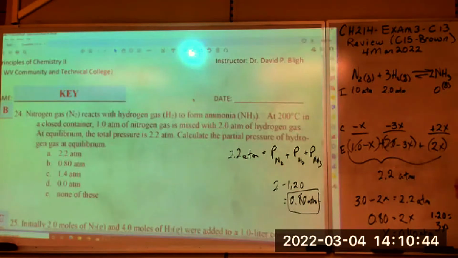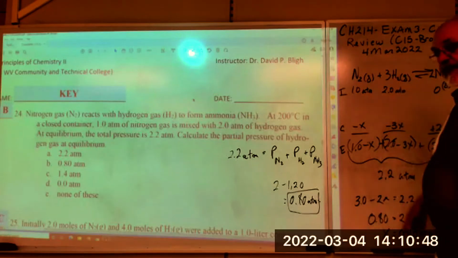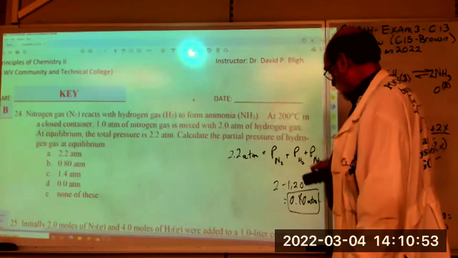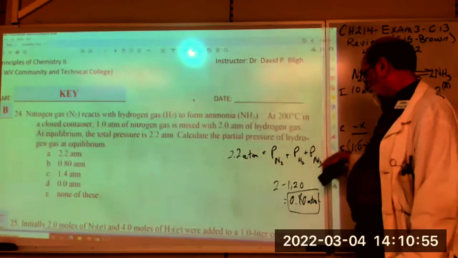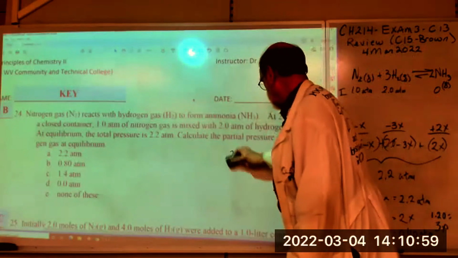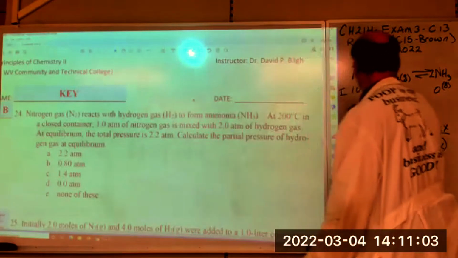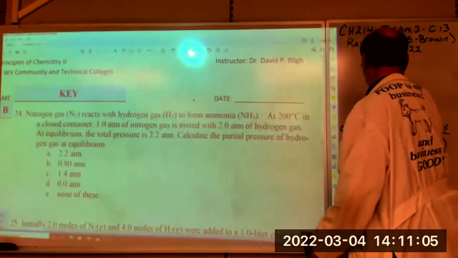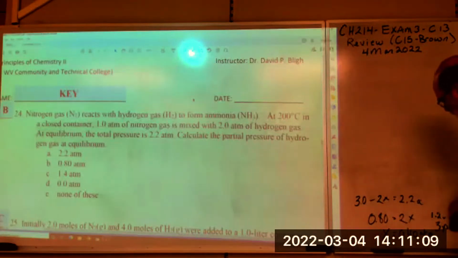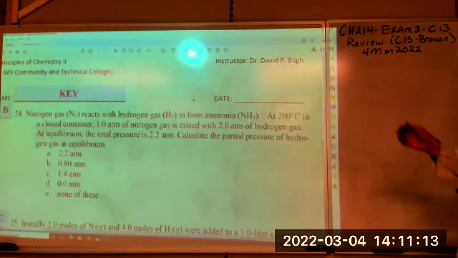Did you follow me? Okay. The ICE table really helped for this one, clarified the whole problem. And it's a good thing I rewrote it over here because I left that term out at the beginning. I knew we wouldn't be able to use the equilibrium expression to our advantage because it didn't tell us what the K was.